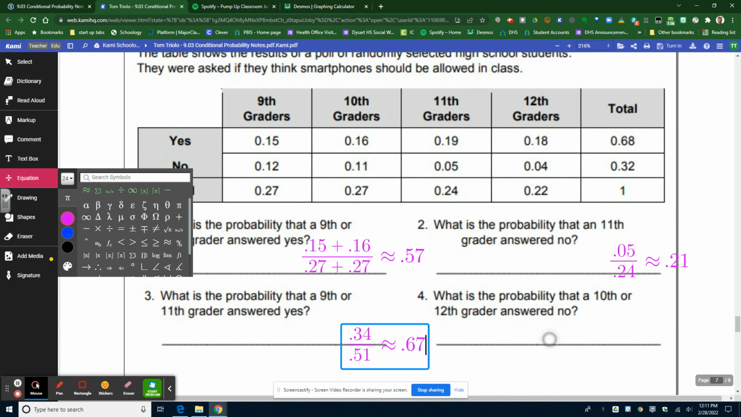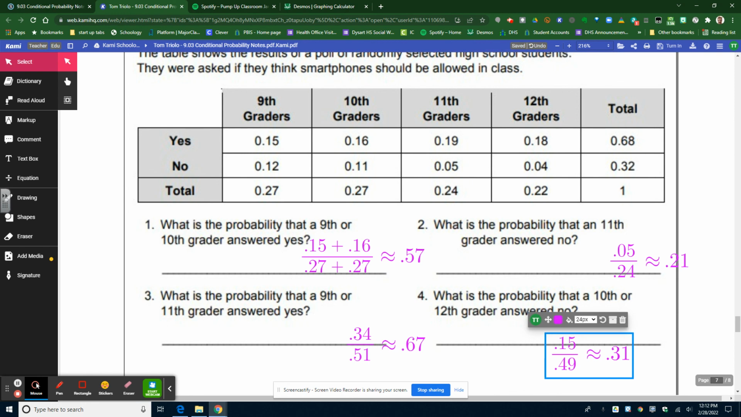Probability a 10th or 12th grader answered no. So fraction bar. So 27 and 22 is 49. And then no is 16%. Yeah. And what's that simplified to? 0.11 plus 0.04. It's 15. Yeah. So what's that simplified to? 0.31. Questions? No questions. No, sir.